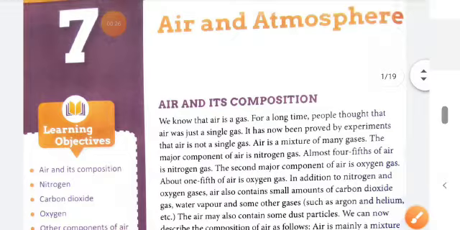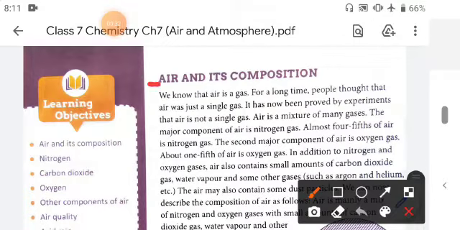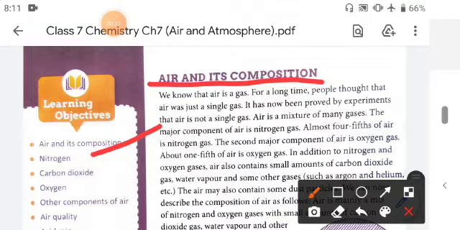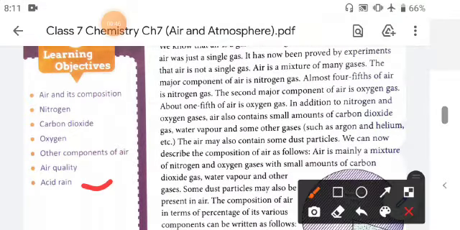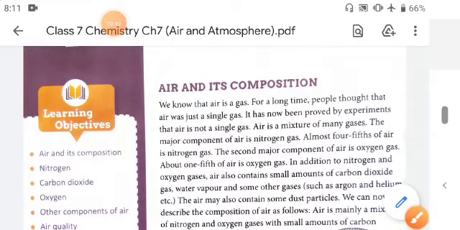Now, students, you know that air is made up of many gases. So in this chapter you will study the air and its composition, then carbon dioxide, oxygen, other components of air, quality and acid rain. Now the first heading is air and its composition.